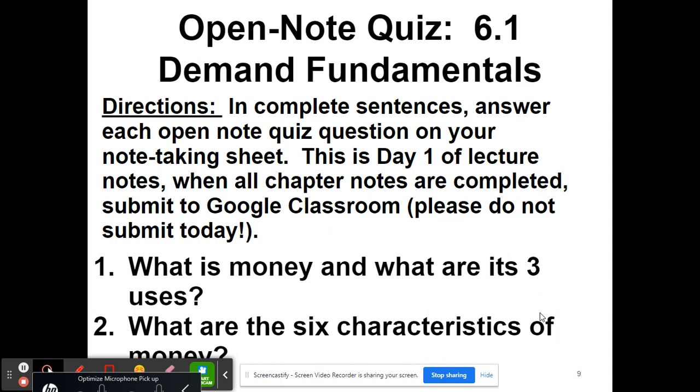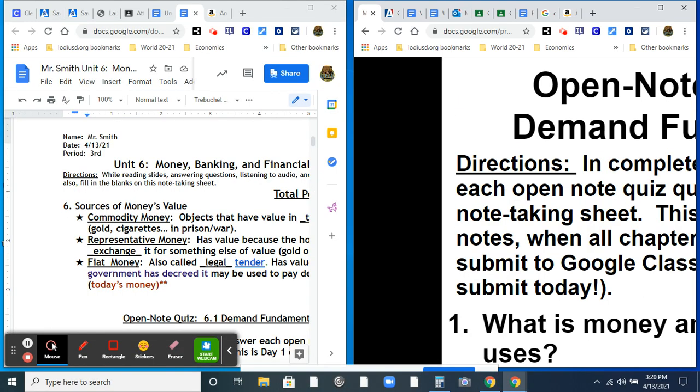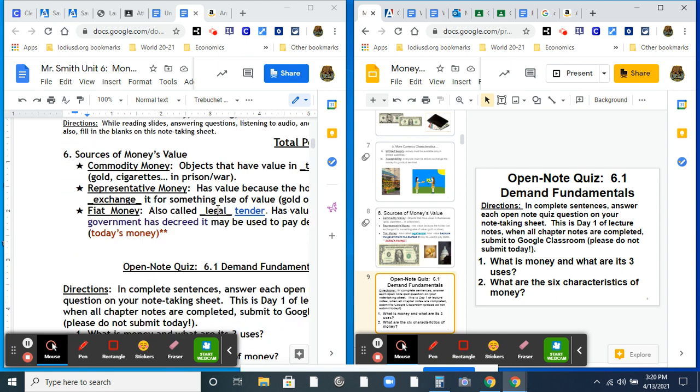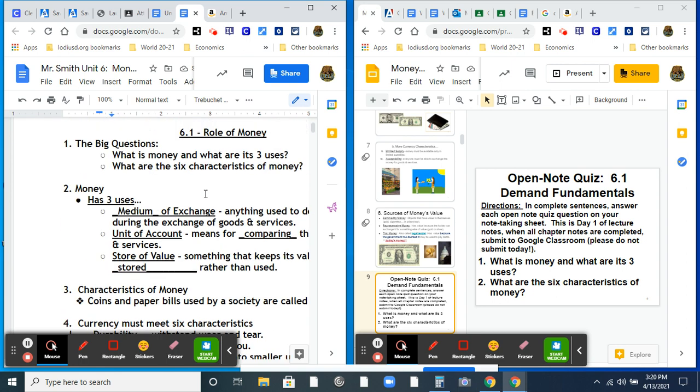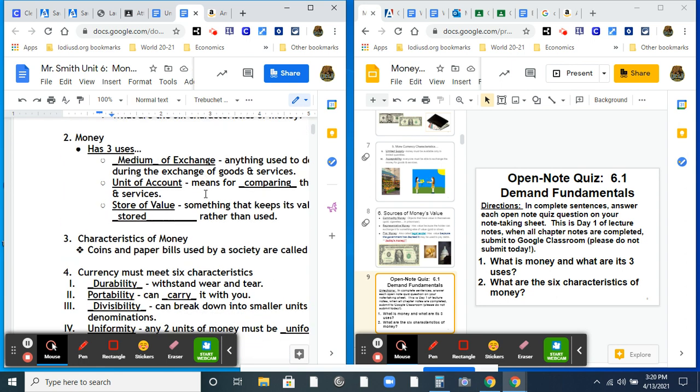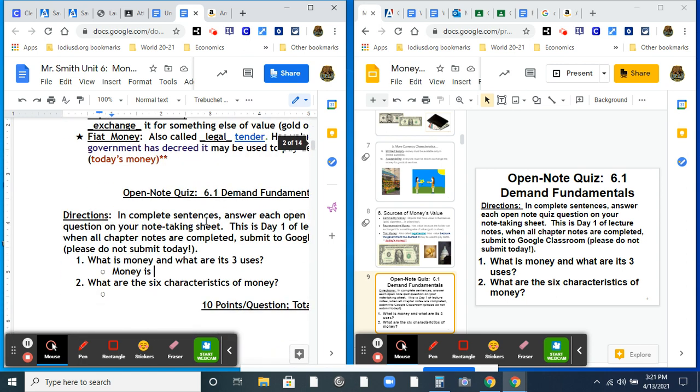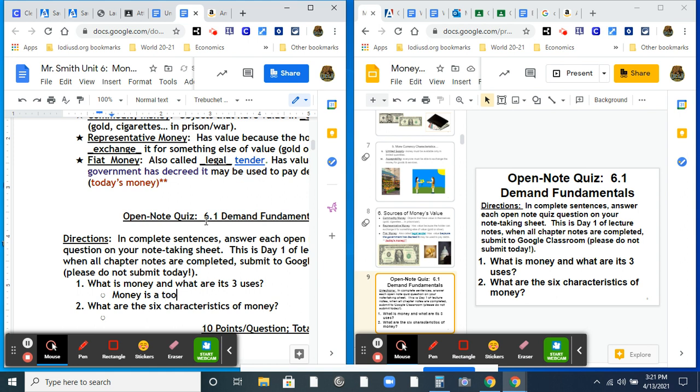What is money and what are its three uses? I'll do the first one, then I'll leave you to the second one. And that's how it'll go from here on out. Money is a tool for exchange, basically. Whether you're storing it, it's still currency. Tool of exchange, I'm going to make a list.